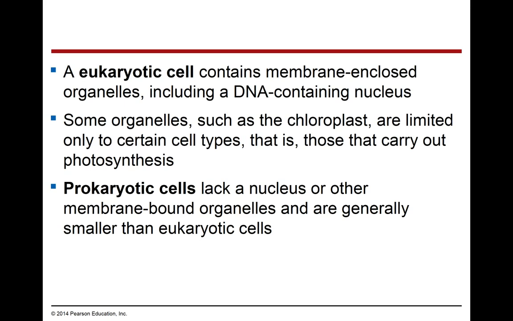Some organelles, such as the chloroplast, are limited to certain cell types, like plants, because that's how they make their food, and they carry out photosynthesis. Okay, in our prokaryotic cells, our second type of cells, prokaryotic cells are bacteria cells. They lack a nucleus. This means that they do not have a nucleus or other membrane-bound organelles. And they're generally a whole lot smaller because they have a lot less on the inside of them than a eukaryotic cell.